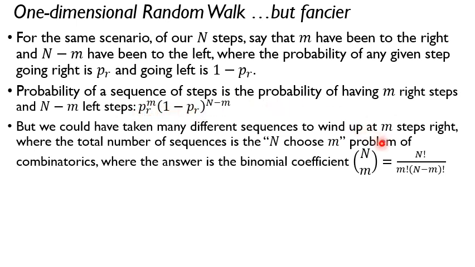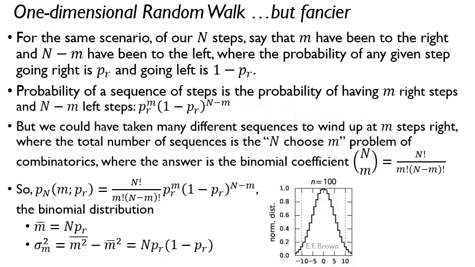So you take the product of these two to figure out the probability of having m rightward steps after n total steps, if for a given step the probability of going right is p sub r. We're just taking the product of our binomial coefficient times this product of probabilities that we worked out here. And this function is known as the binomial distribution.